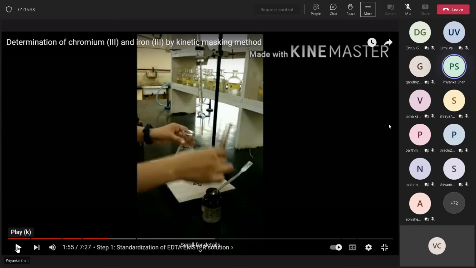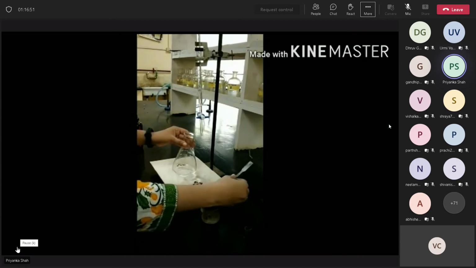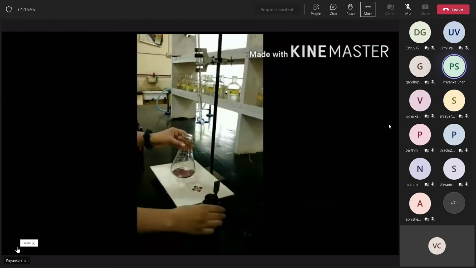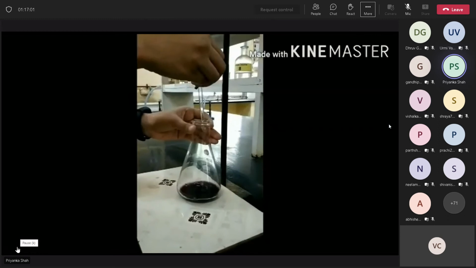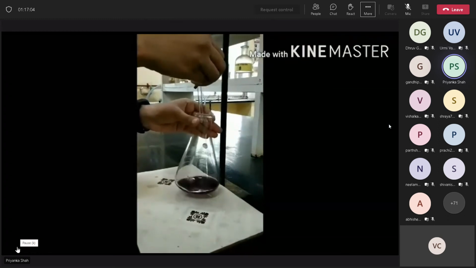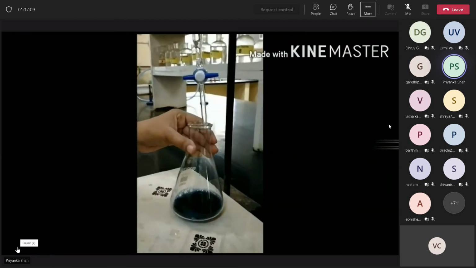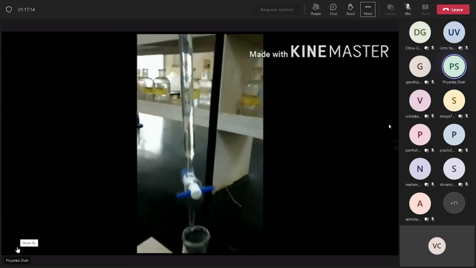Okay, so this is the standardization part. Here in the video you can see how they are standardizing the EDTA solution. They have used zinc sulfate as the primary standard and eriochrome black T indicator. Shake the solution and titrate it against the EDTA solution till the color changes from wine red to blue. Note down the burette reading and repeat the experiment until you get concordant values.